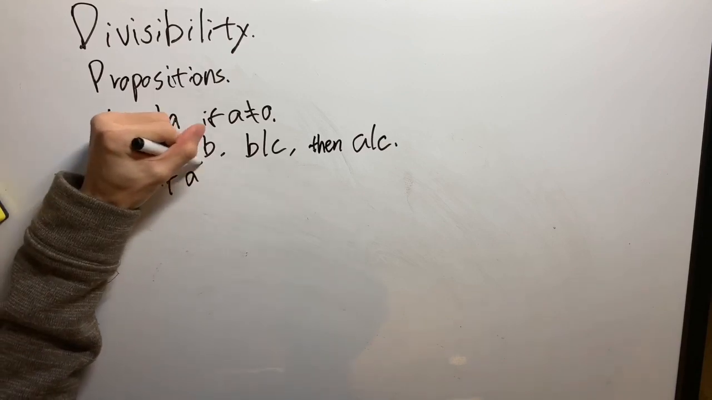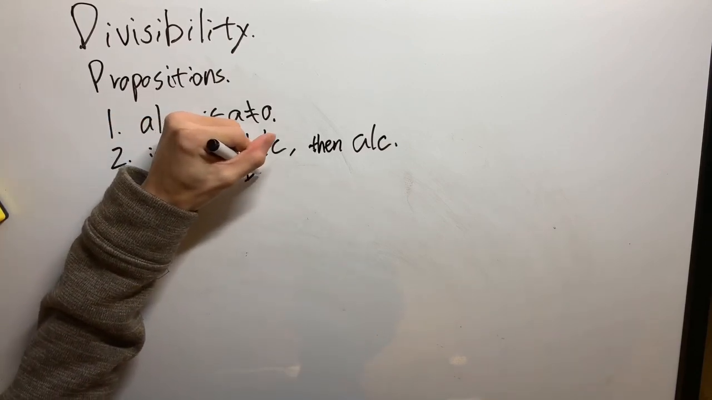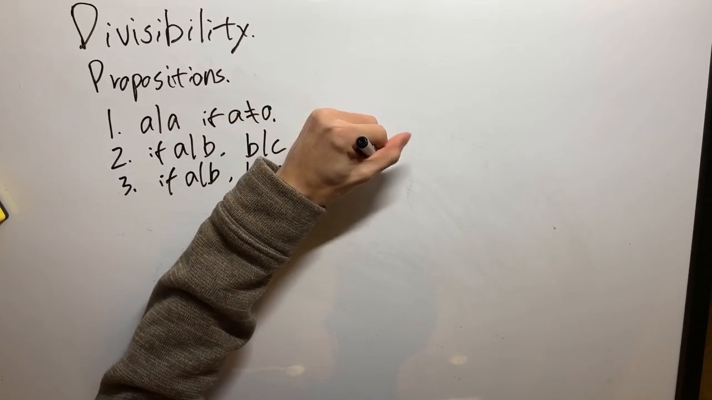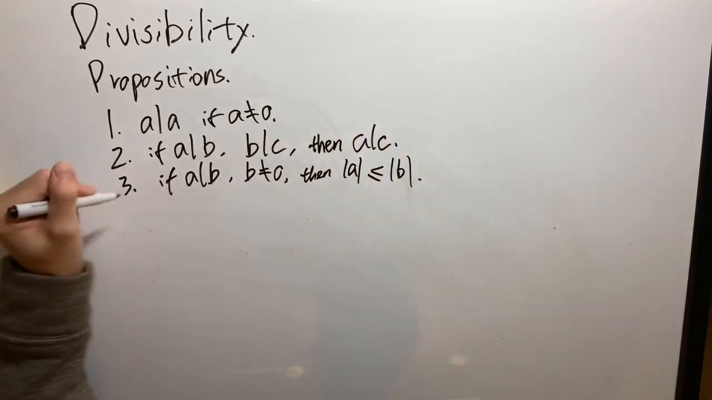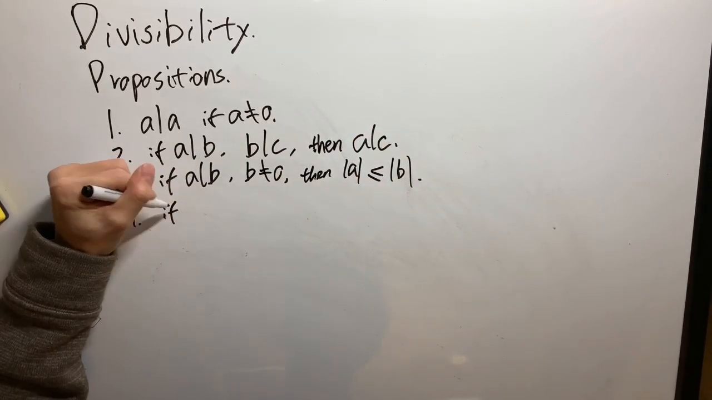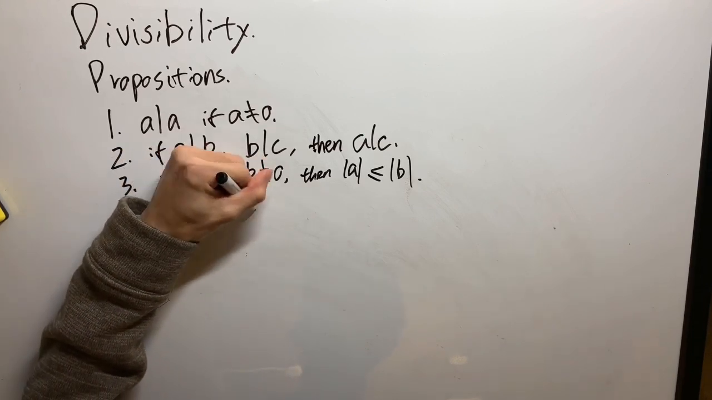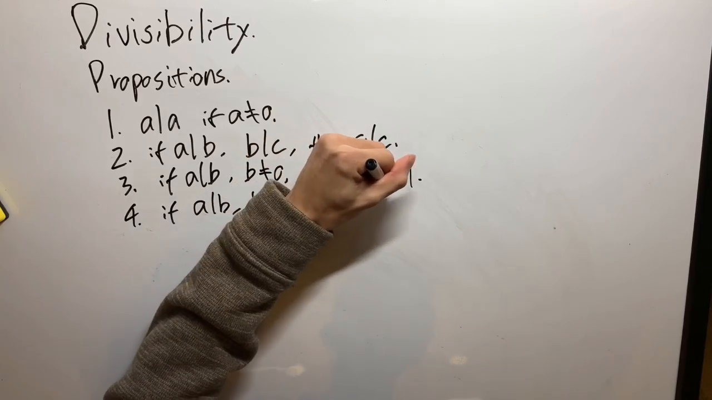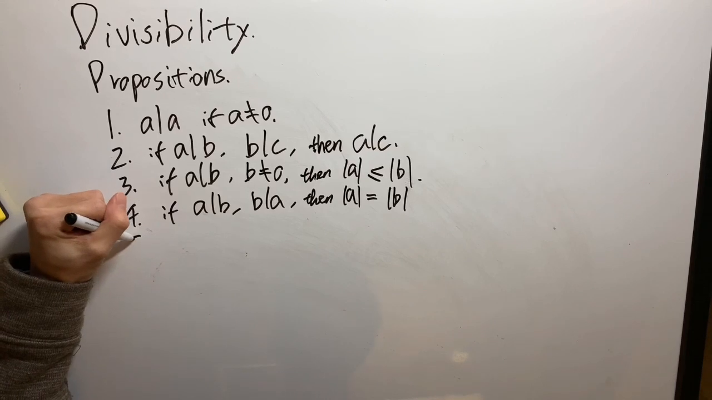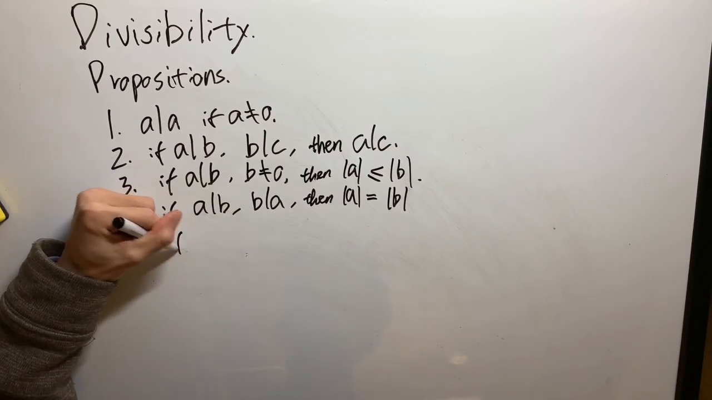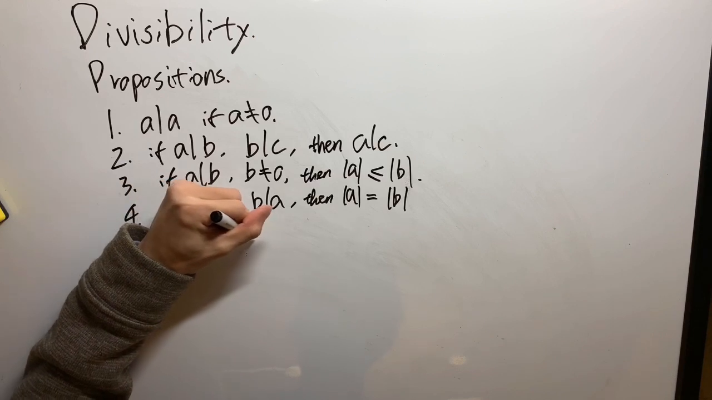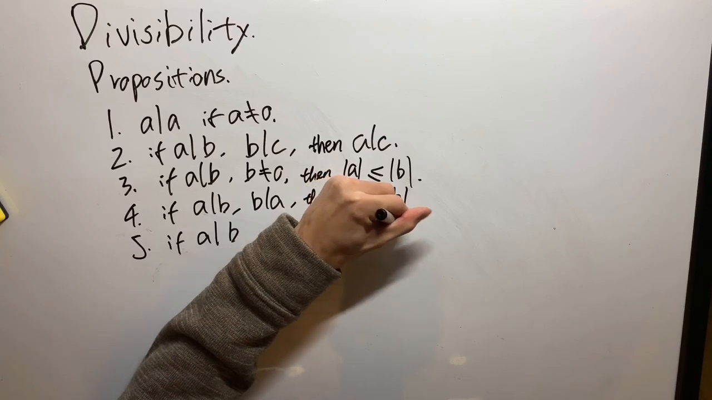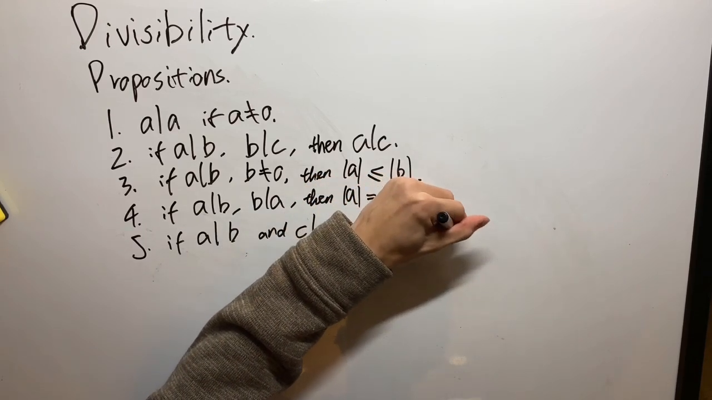Third, if a divides b and b does not equal 0, then the absolute value of a is less than or equal to the absolute value of b. Fourth, if a divides b and b divides a, then the absolute value of a equals the absolute value of b. Fifth, if a divides b and c divides d, then ac divides bd.